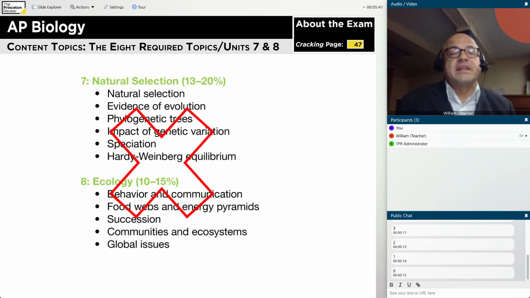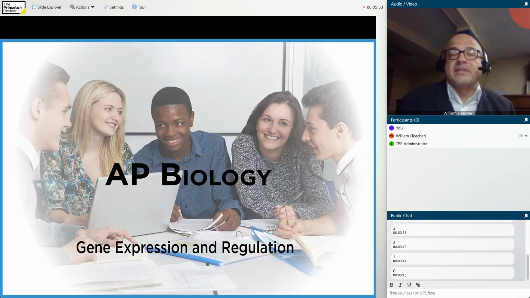Okay, and that's the game plan. As we pointed out before, you probably won't see anything, but based on what they said, not having units 7 or 8, natural selection or ecology should not be on the test, because that's the unit that they're describing.